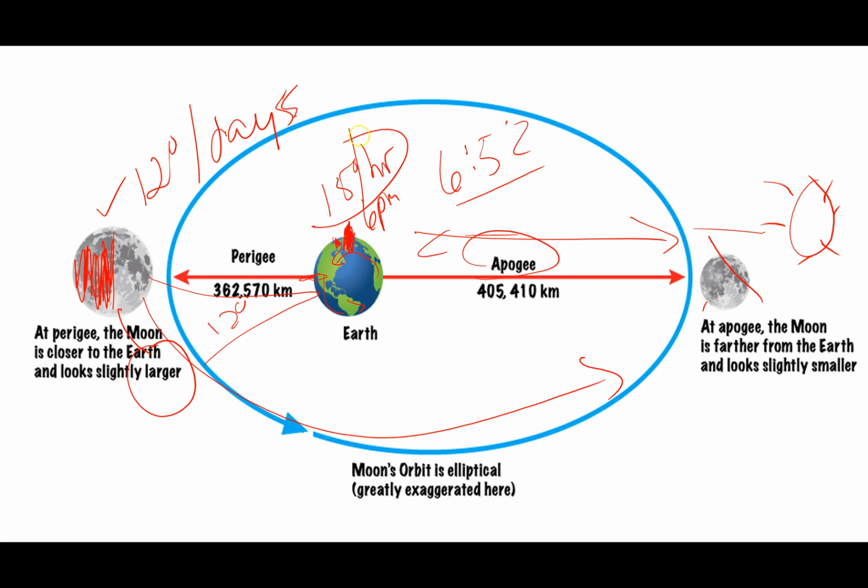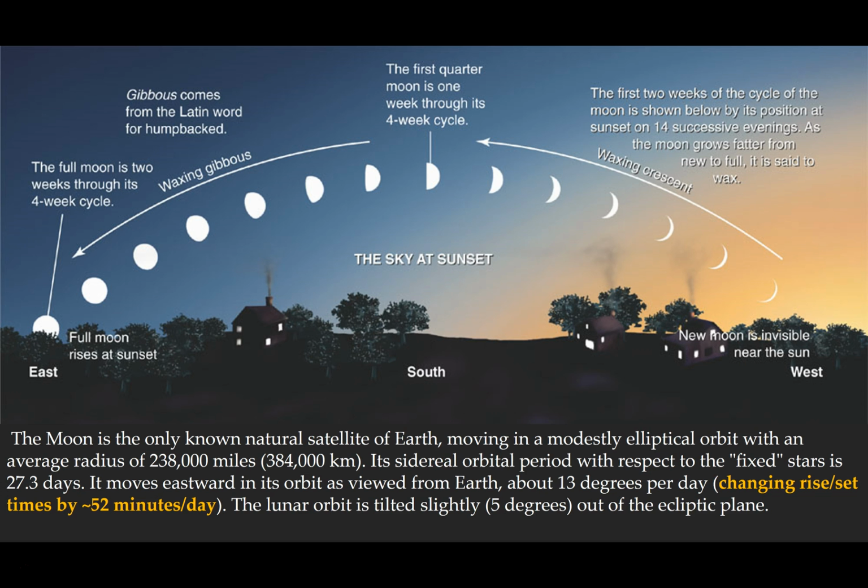And of course, the Earth goes 15 degrees per hour, but the moon only moves 12, that 12 degrees equals 52 minutes. Okay? So that's what you're looking at there. That's what explains the 52 minutes change every single day.